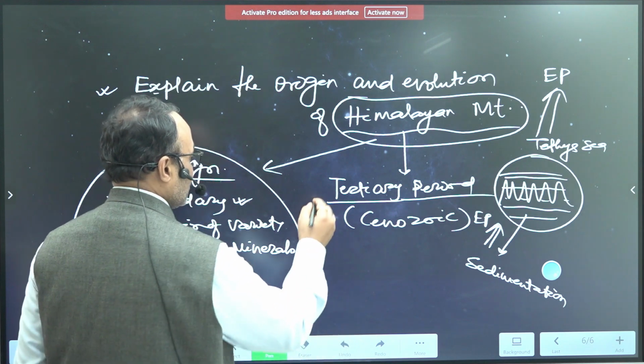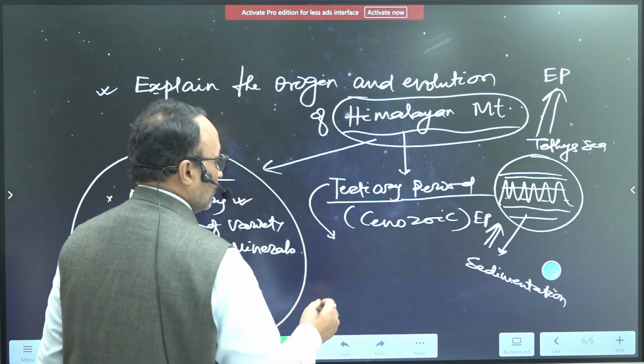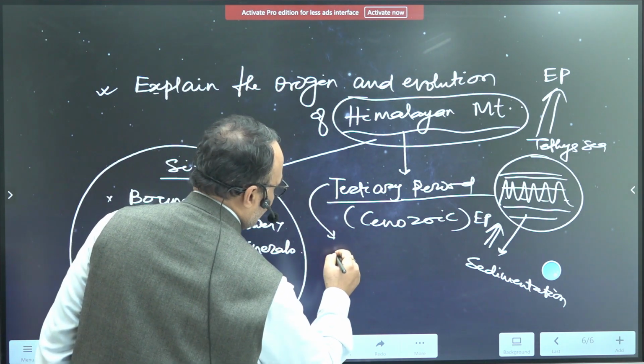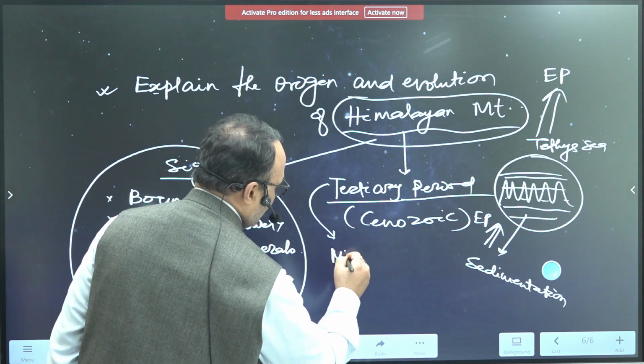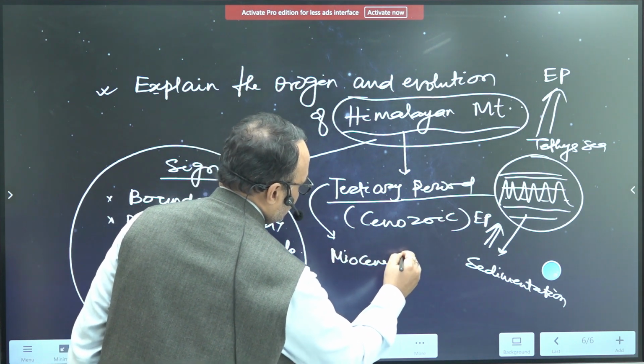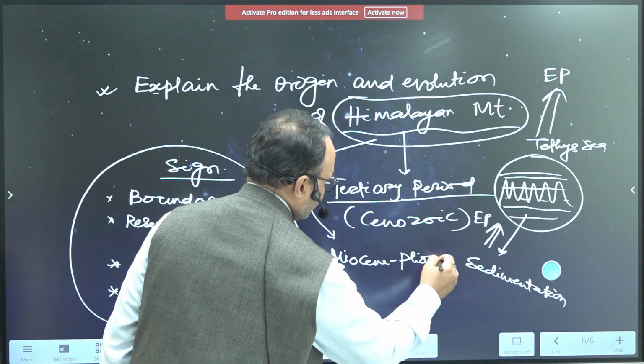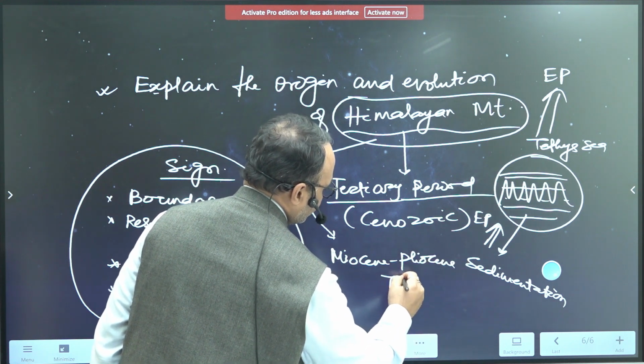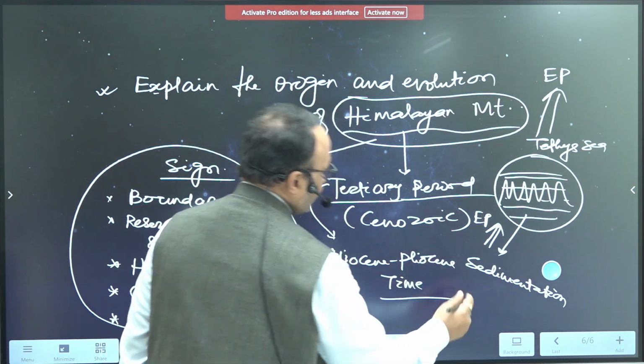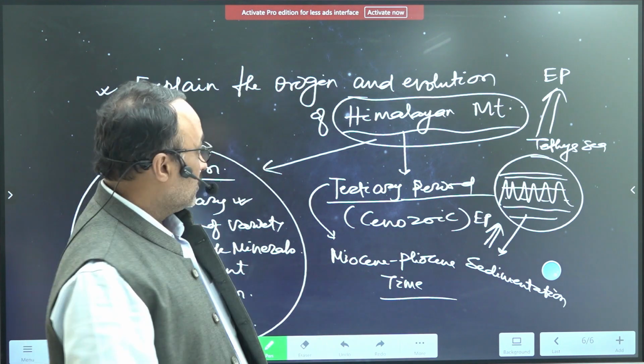And inside Tertiary, if anybody asks you what was the exact time, then you can say it was the Miocene, Pliocene time when it came into existence.